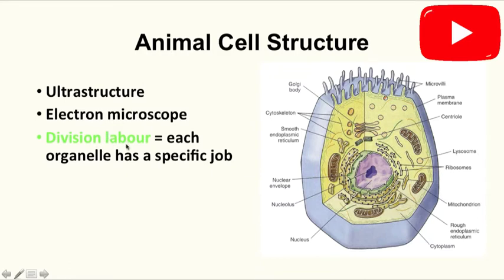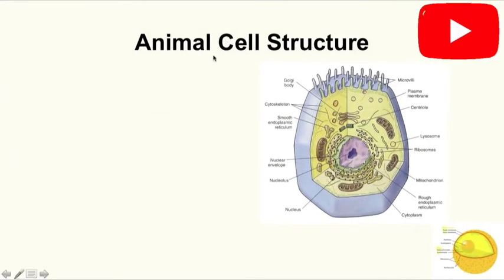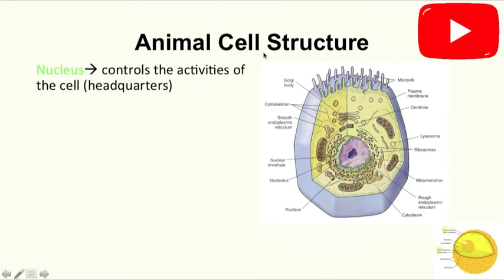Now, division of labor means that each organelle has a specific job. Now, what is an organelle? Just like how we have organs in our body, like the heart, the lungs, the liver, etc., a cell has its own organs, which are known as organelles. Now, let's take a look at the largest organelle in the animal cell structure, which is the nucleus.